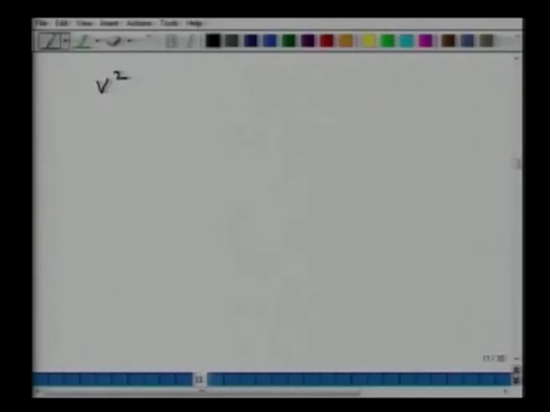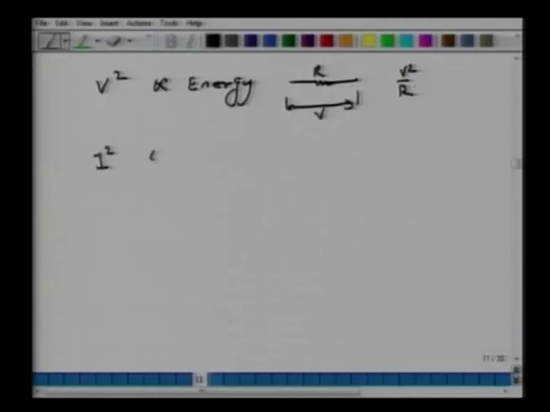V square, which is the square of voltage, is essentially proportional to energy. For instance, across a resistance, if I have voltage V, then the energy dissipated is V square over R. Similarly, I square is again proportional to energy in a general sense. Again, if I have the example of a resistance and the current going through it is I and the value of resistance is R, then energy dissipated or power dissipated is I square R.